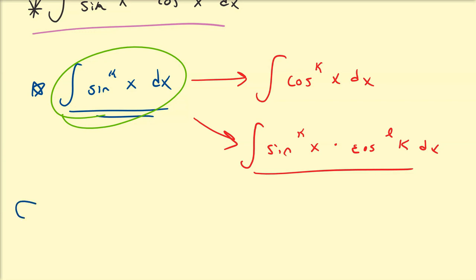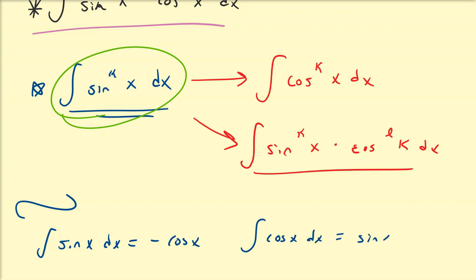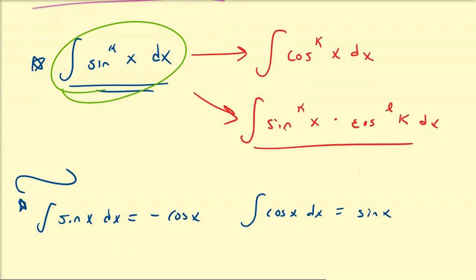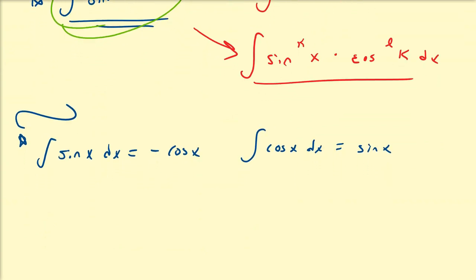Alright, so I'm going to assume that we at least know the basic integrals of sine and cosine, namely the integral of sine of x dx is minus cosine of x, and the integral of cosine x dx is sine of x. So those are some basic prerequisites. Also for this video, you need to know some basic trigonometric identities that can be really useful, namely sine squared of x plus cosine squared of x is equal to 1, the Pythagorean identity.